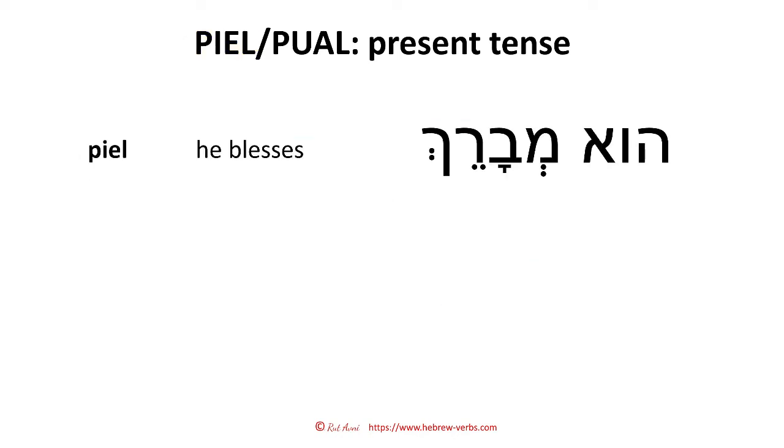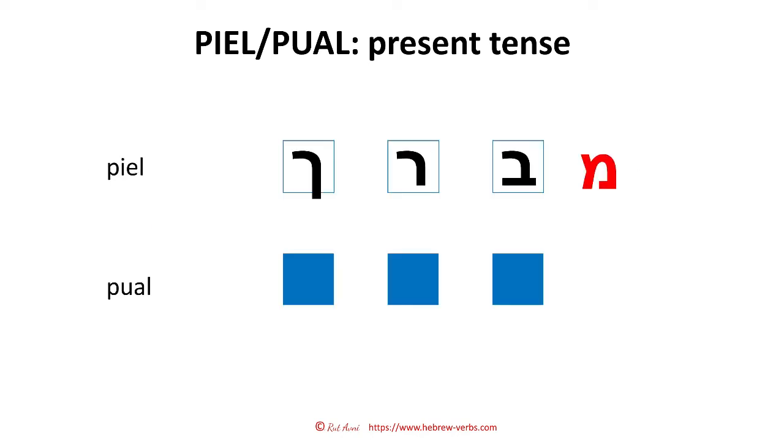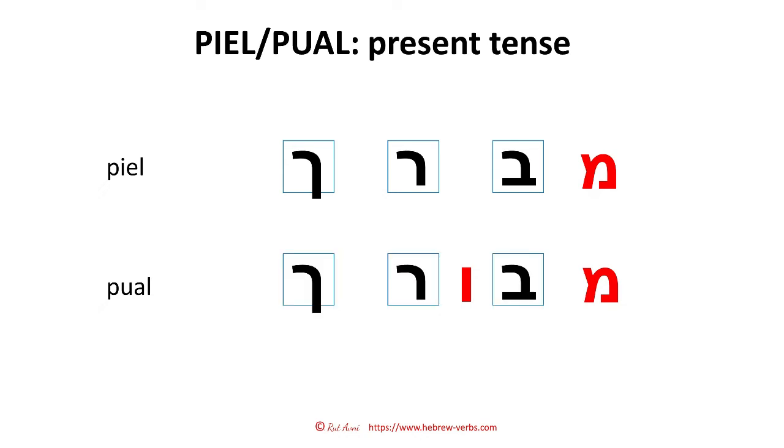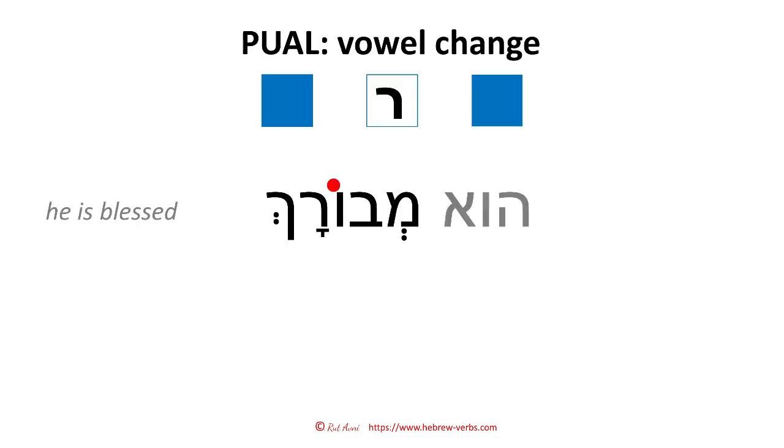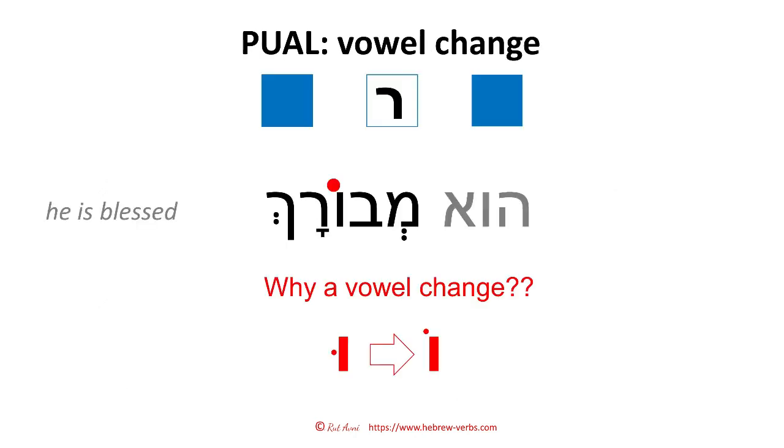Hu mevarech. Now we want to come to Pual. He is blessed, or he is being blessed, as you wish. How do we make it in Pual? Well, we also put a mem in front, but we also need the vav. This is where we always say, oh yeah, a vav for the U vowel, right? Right. So this doesn't change. What changes is the pronunciation. We don't say mevurach. We say hu mevorach. He is blessed. What happened? Why is it hu mevorach?